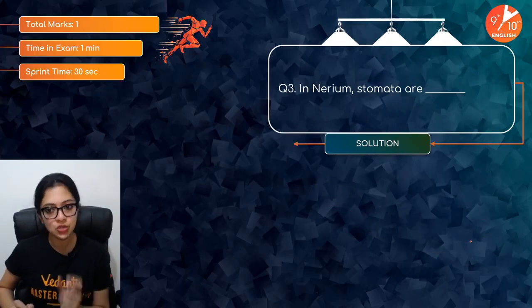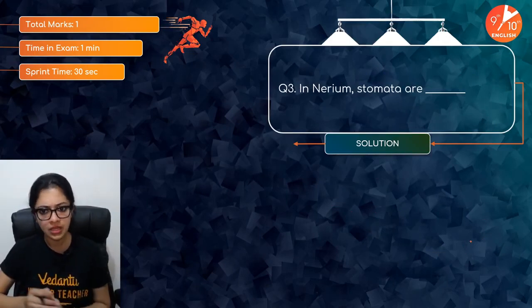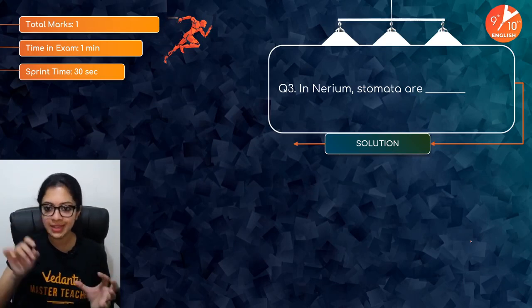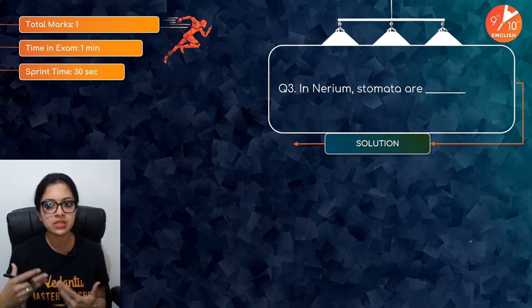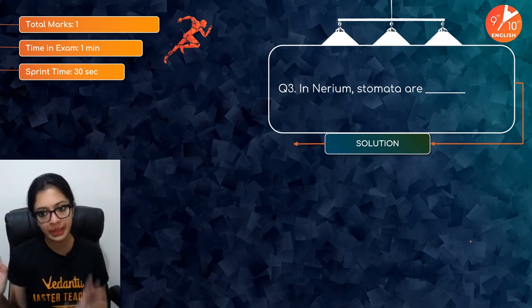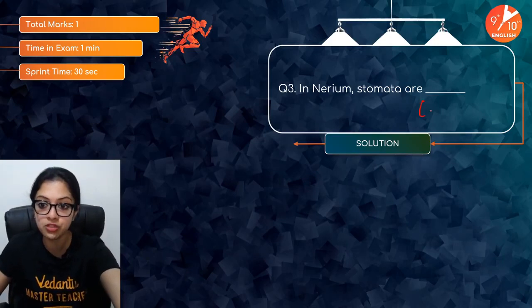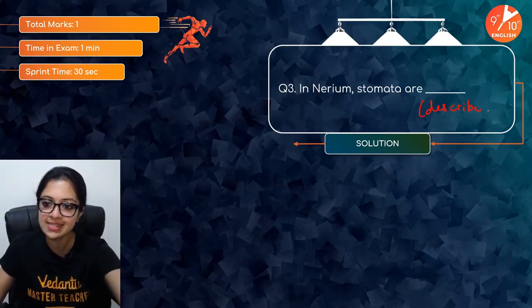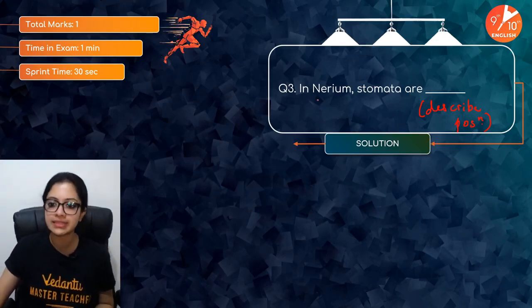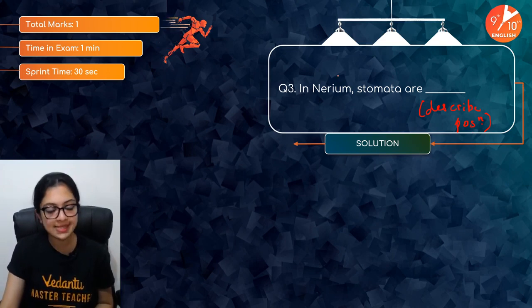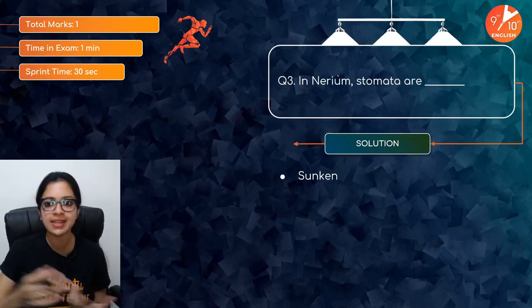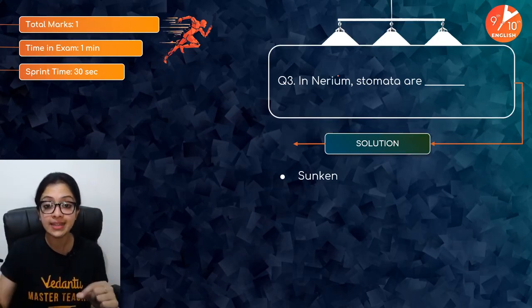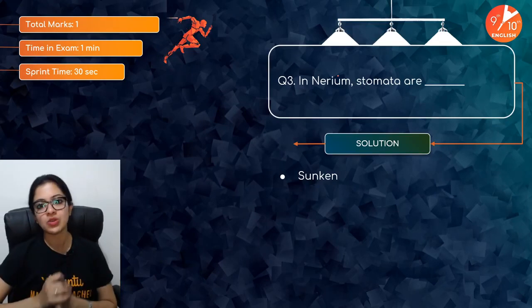In nerium, stomata are dash. I know this question seems a little too general, as anything could fill that blank: stomata are present, stomata are absent. But that's not what I mean. What I mean is, describe the positioning of the stomata. Nerium, what sort of a plant is it? Think about that. Yes, it's a xerophytic plant growing in hot and dry conditions, and as a result, stomata would be sunken as an adaptation to reduce transpiration.